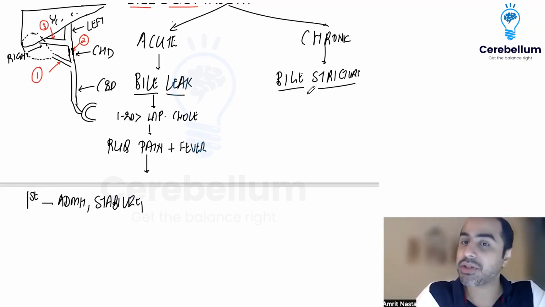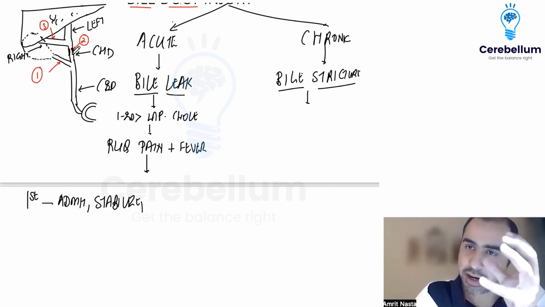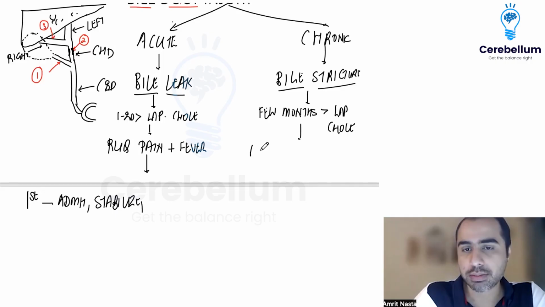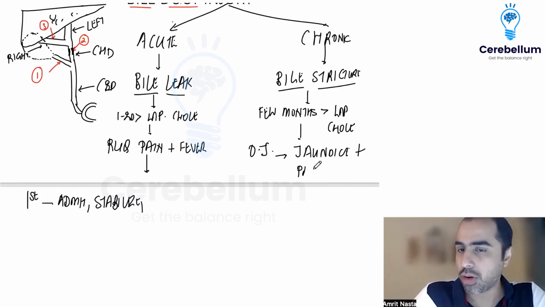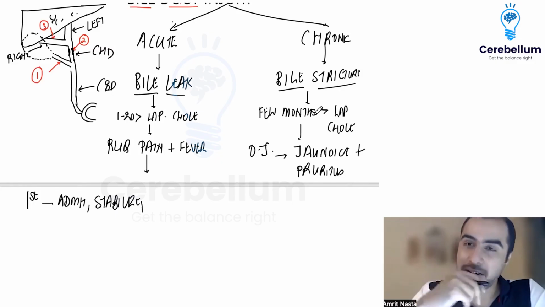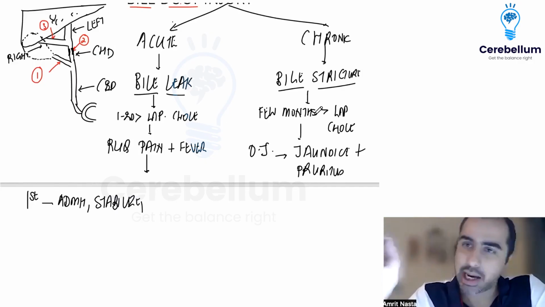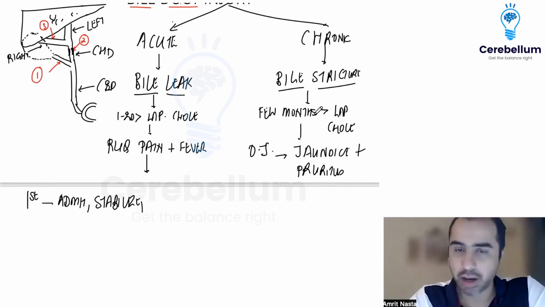If the person gets a biliary stricture, means the common hepatic duct has become narrow. So what will happen is few months after cholecystectomy, this will not present acutely. Few months after lap chole, patient will come with obstructive jaundice. After chole he will have jaundice, pruritus and all those things. So any patient after cholecystectomy, if he gets obstructive jaundice after few months, maybe even years, he has a biliary stricture. Okay, फिर क्या करेंगे?